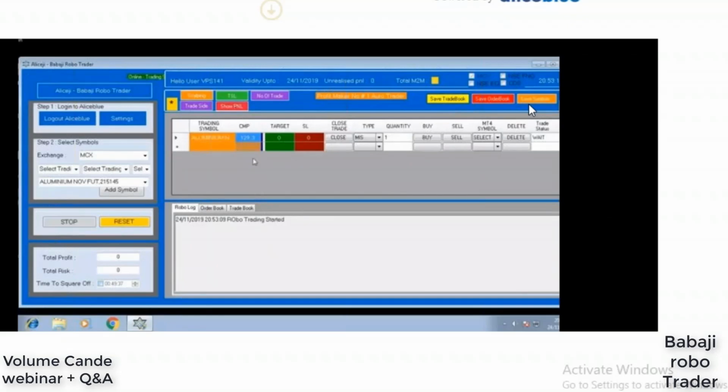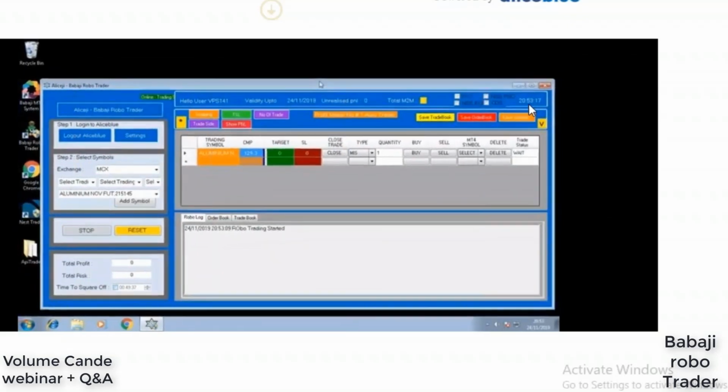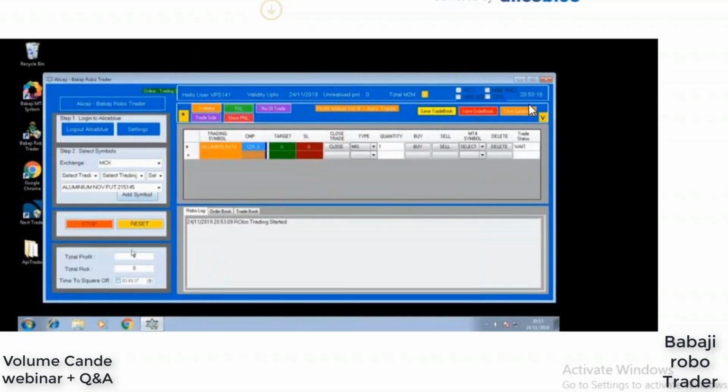Vimal, do you provide strategy also? Yes, we have shown the strategy. That is from the MT4, which will give the buy sell signals. Accordingly, the position will be taken by the robo automatically.